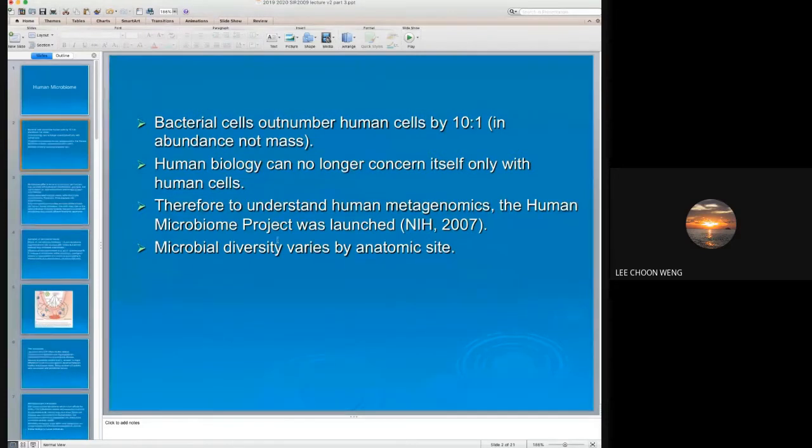started the Human Microbiome Project to coordinate the research on human microbiome, and primarily the main conclusion that we obtained from these studies is that microbial diversity varies by anatomic site.